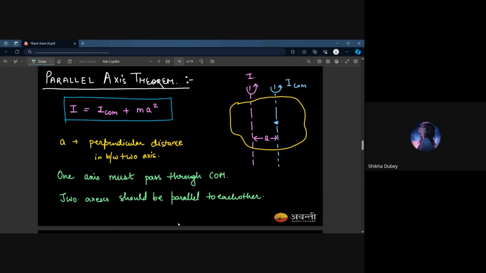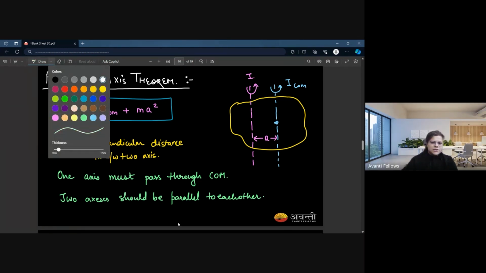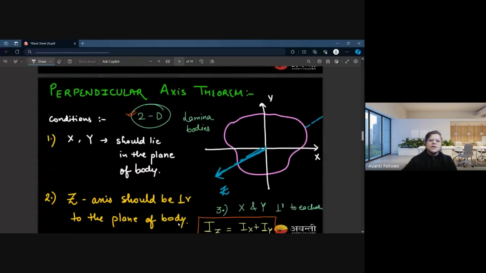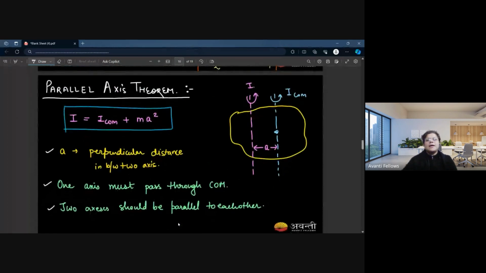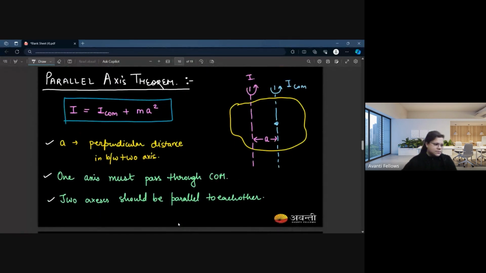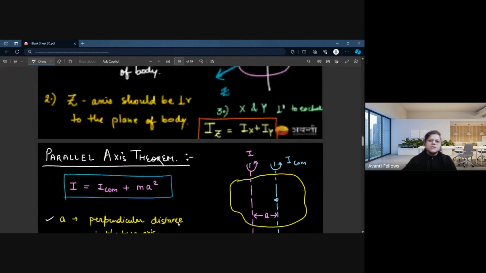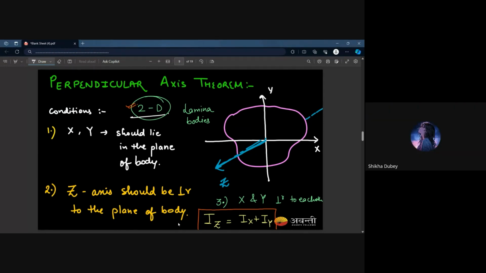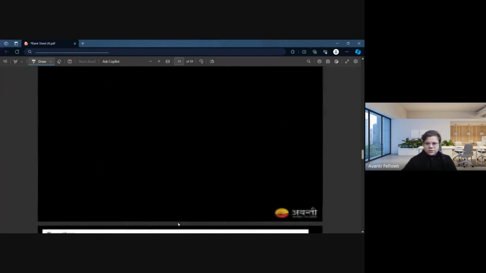So these are three conditions, and there is one privilege for you: unlike the perpendicular axis theorem, you can apply the parallel axis theorem for any body, whether it's 2D or 3D. Any body, you can apply the parallel axis theorem, unlike the perpendicular axis theorem, which is applicable only for 2D bodies. You cannot use the perpendicular axis theorem for a 3D body.